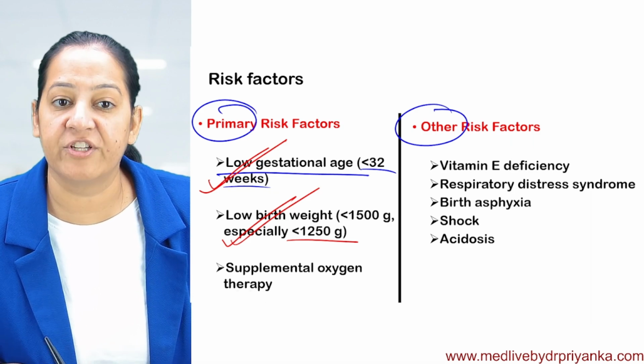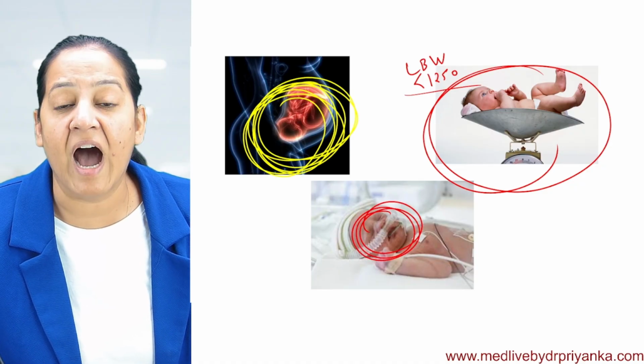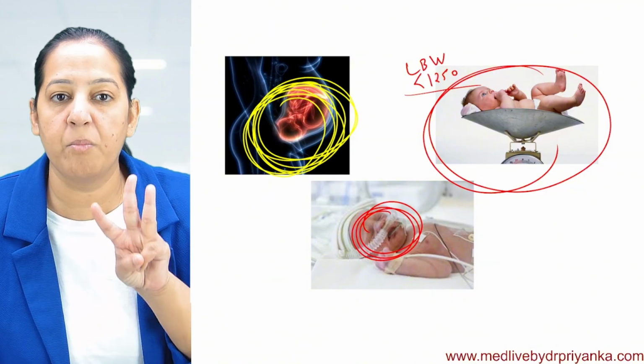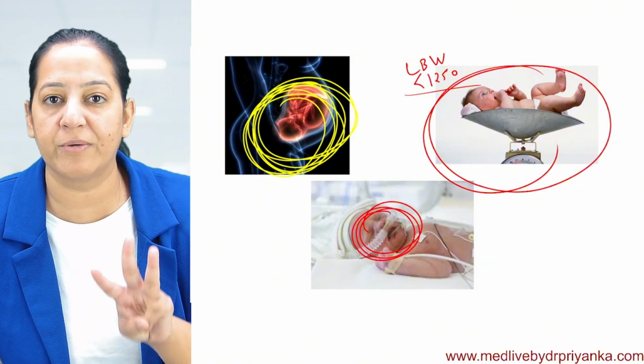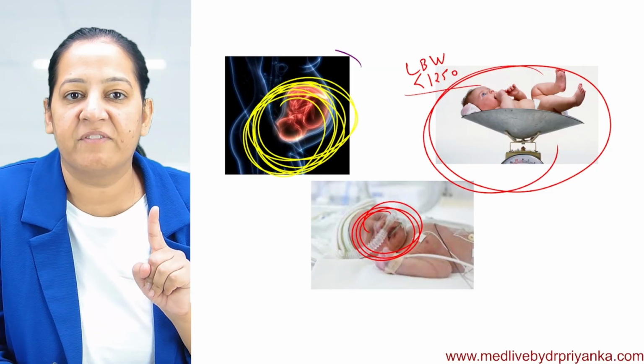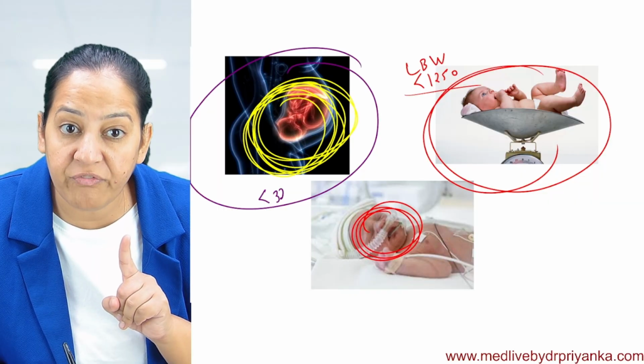Because of this, supplemental oxygen is given in the incubator. In the incubator, we give high oxygen to save the baby. So these are the 3 most important risk factors for producing ROP in a newborn. What are the 3 primary risk factors? Number 1, gestational age is less. It is premature. How much? Less than 32 weeks of gestation.